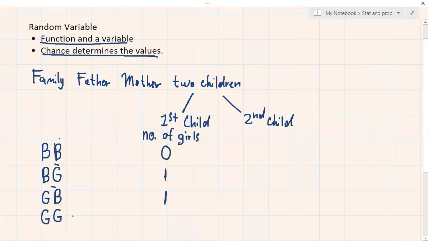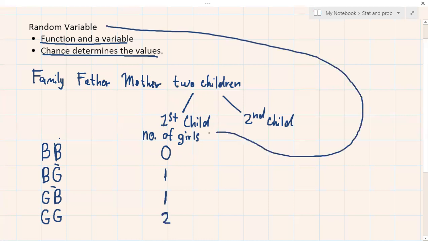Then last but not the least, sa last outcome, there's a chance na dalawa magiging babae ang anak nila. So that means there are total of 2 girls. Okay? So as you can see dito, itong si number of girls, wait lang, let me fix my drawing. Itong si number of girls na ginawa kong example, siya si random variable. Okay, siya si random variable.